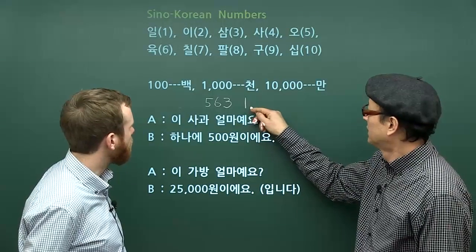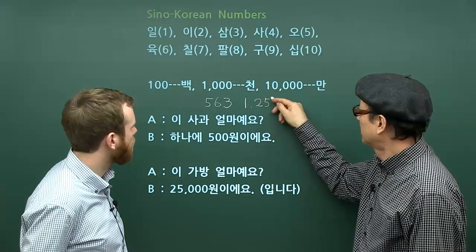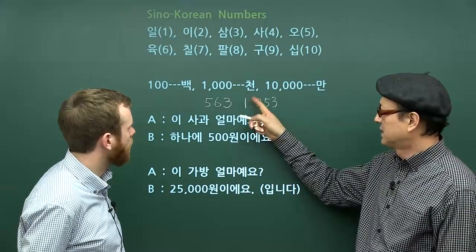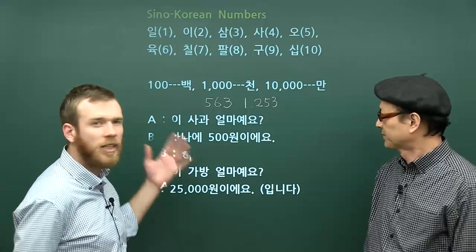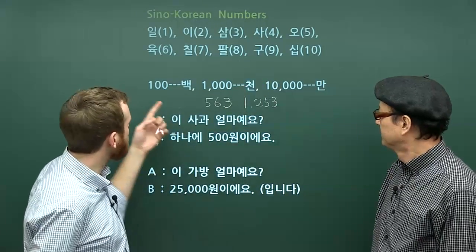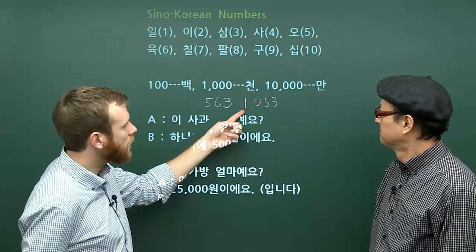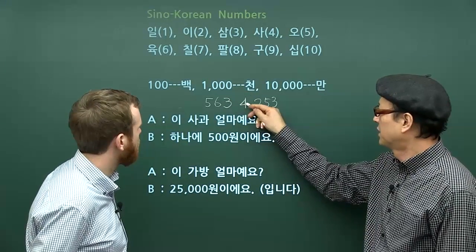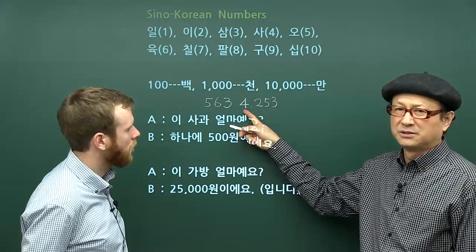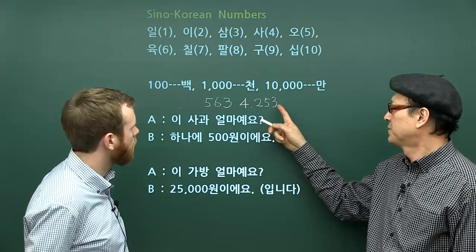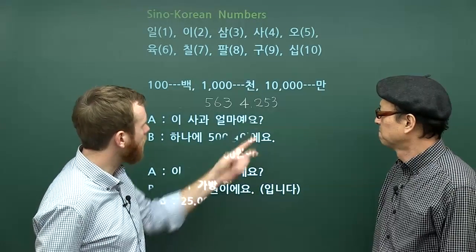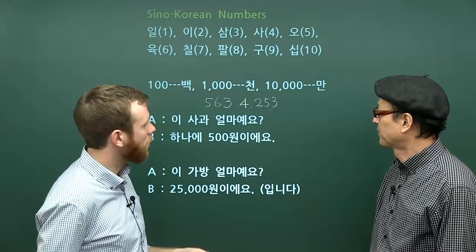So this is the same. If it's like this, 1253. Okay. This one is just 1000. Right. So same idea. Just like with ship, just like with baek. If it's 1,000, we just say chun. You don't have to say il chun. So if it's like this, 4253. Okay. So sa chun, 4,000. Ibek, 200. Oship, 50. And sam, 3.